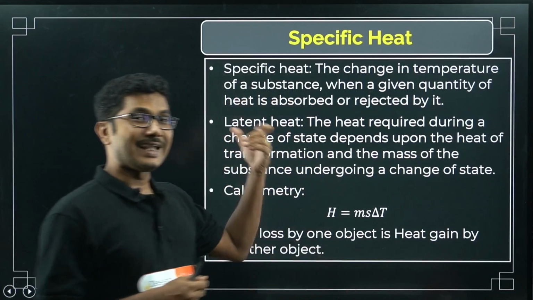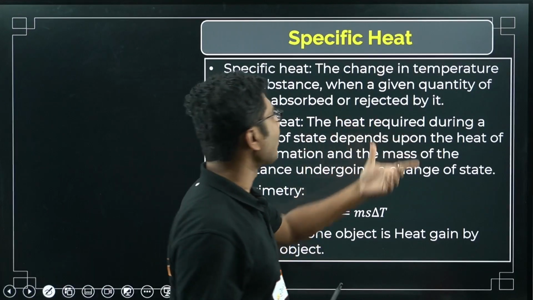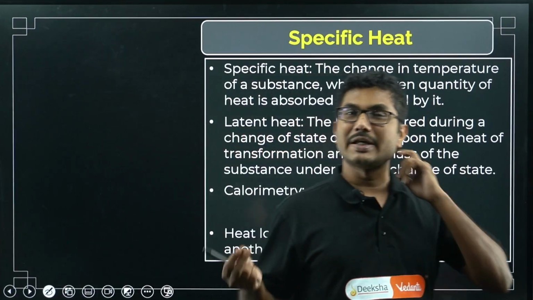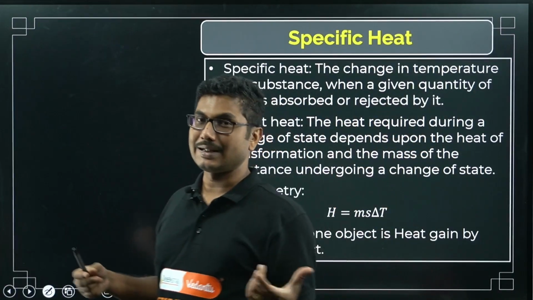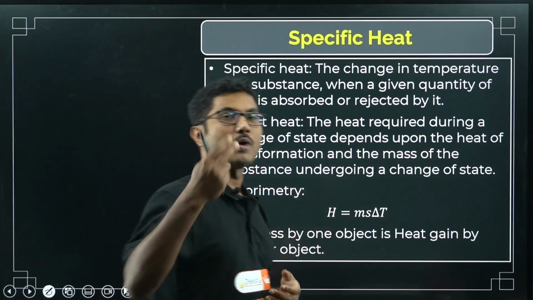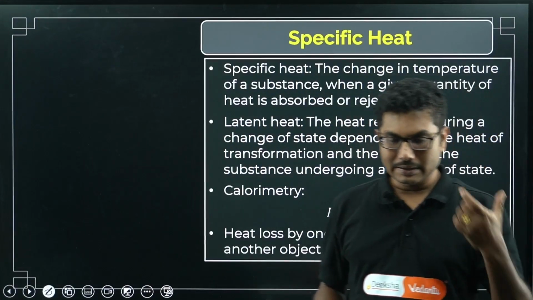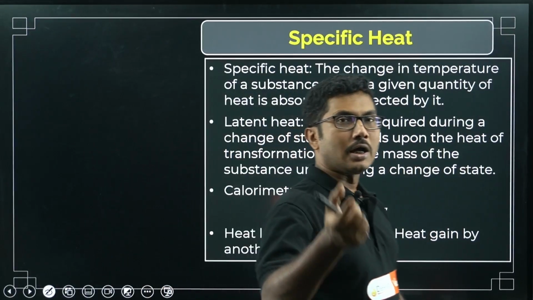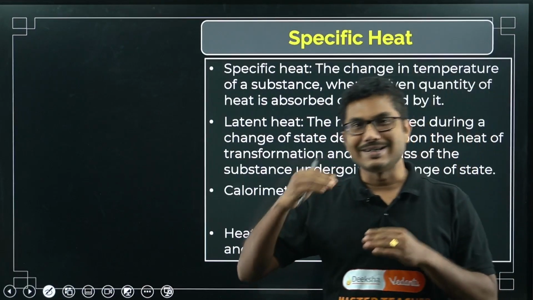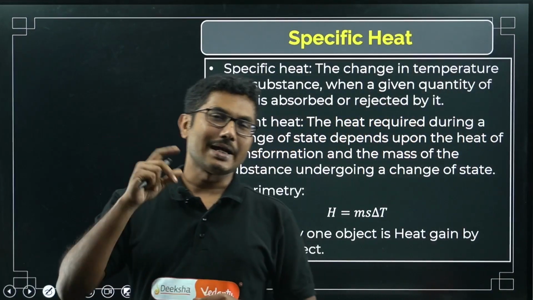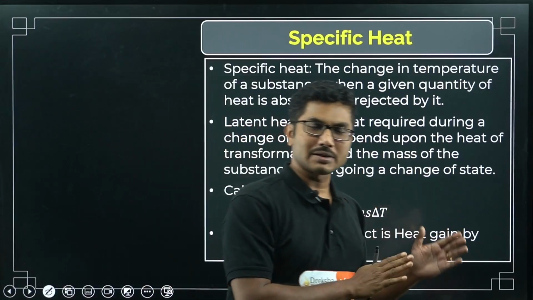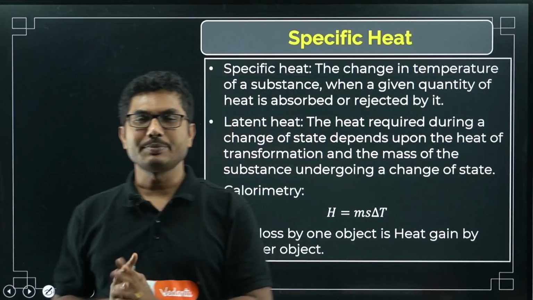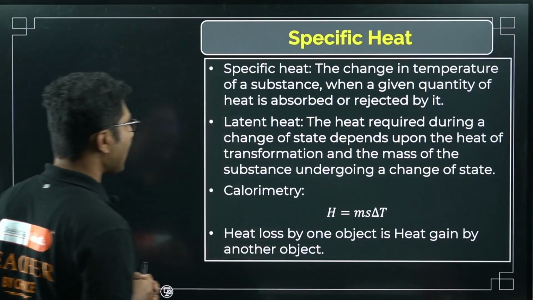So the change in temperature of a substance when a given quantity of heat is absorbed or rejected is called specific heat. Specific heat capacity is, if you make the mass unity, unity means 1 gram or 1 kilogram if you are using SI units, then whatever amount of heat it requires to increase its temperature by 1 degree Celsius is called specific heat capacity. So if you make the mass 1 and the increase in temperature 1 degree, that is called specific heat capacity.